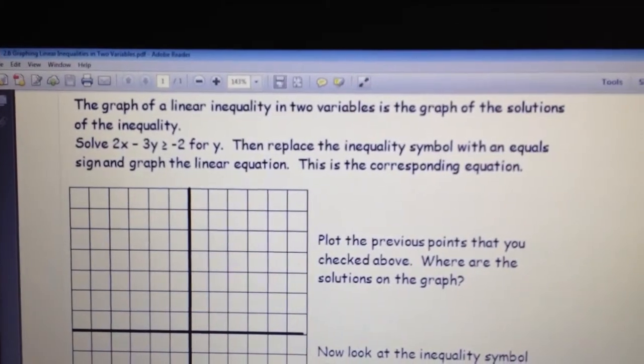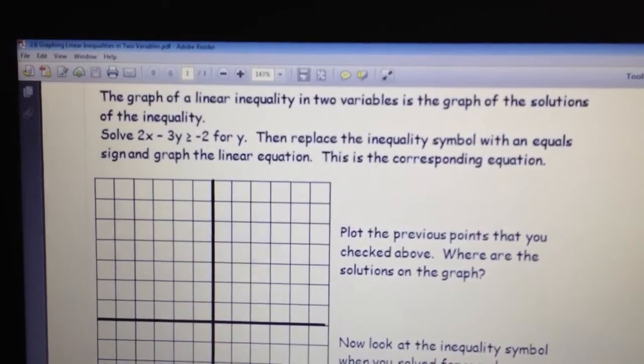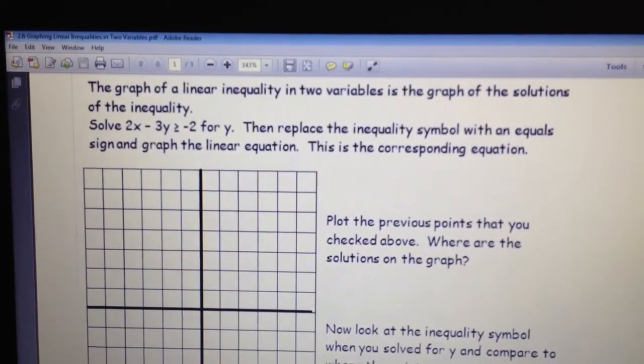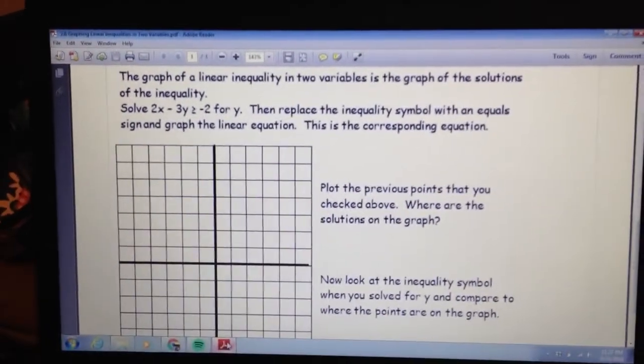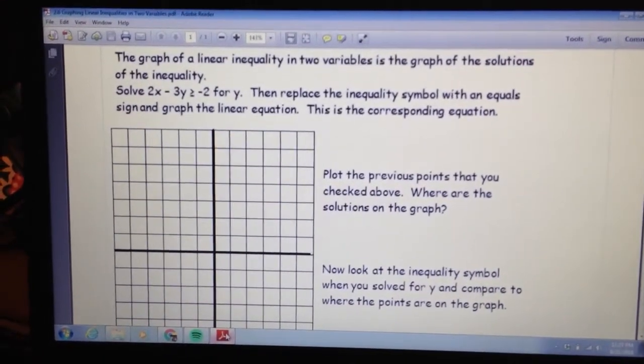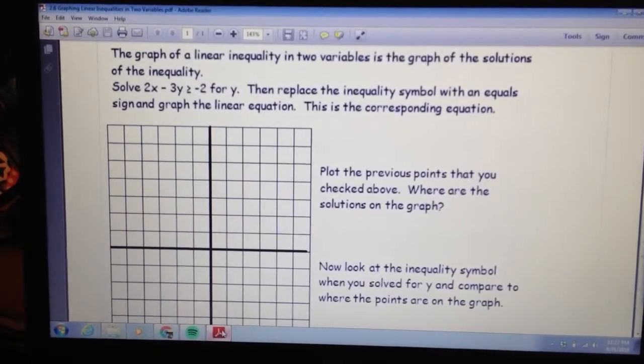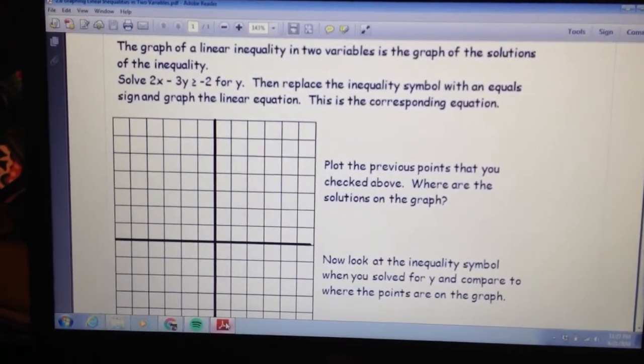Remember, this is something that Mr. Harrison has talked about several times, trying to get you to understand that the graph of something is not just a pretty picture, it is a graph of the solutions. It shows you all the answers. So what we're going to do is kind of what this page talks about here, and I'm going to go through it over on my paper over here.